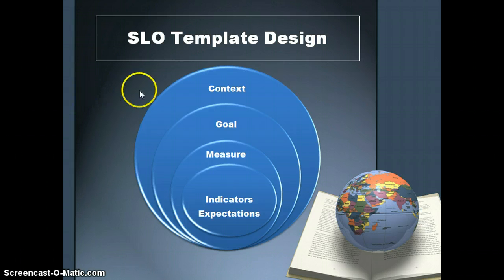Going back to the template, we already completed the context for our SLO goal. In this section, we are going to do the goal. What will our children learn, and how are they aligned to the standards, and why is that learning important? Section 3 is the performance measures. Section 4 are the performance indicators, the level to which our students must master the goal that we're going to write in this section.